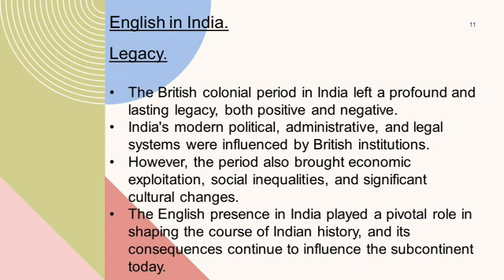The English presence in India played a pivotal role in shaping the course of Indian history, and its consequences continue to influence the subcontinent today.